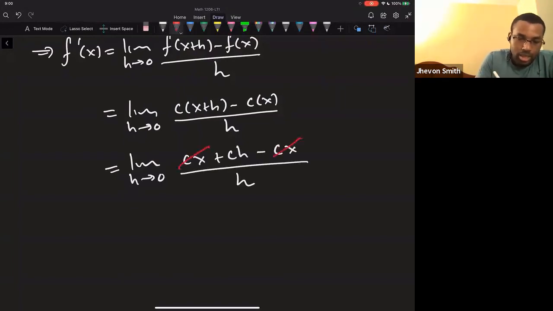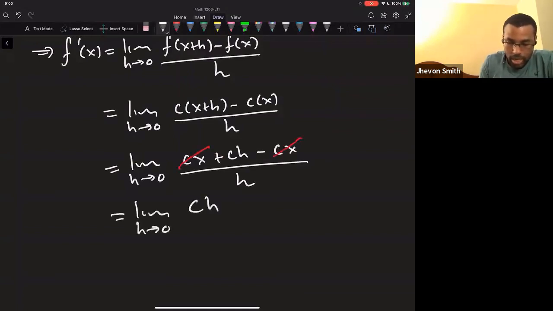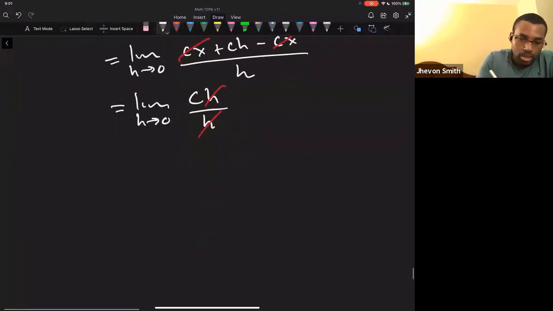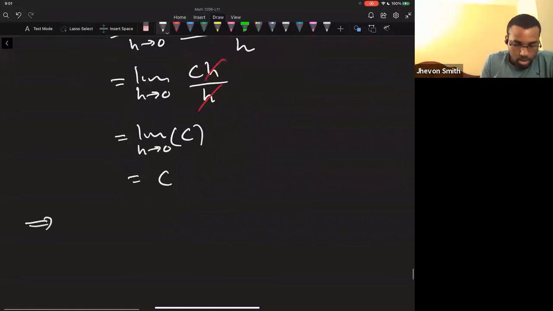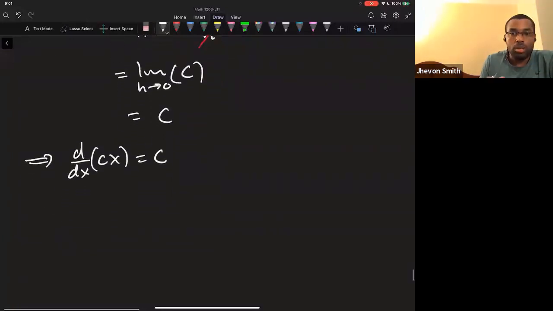This guy kills that guy. This is the limit as h approaches 0 of ch over h. This cancels with that. That's just the limit as h approaches 0 of c. And well, that's just c. So the derivative of cx equals c. Derivative of a constant times the variable, your independent variable, is always just the constant.